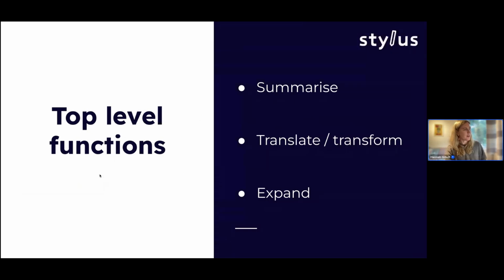So we're going to go into a little more of the technical side now. So top level functions for this kind of technology. It's around summarizing, translating and transforming or expanding. Essentially, those are the only three things that are going on when you're using an LLM. So it is either summarizing something that's much more complex, telling you the key points of an essay it's read, or telling you the most important element of a research project, say. It's turning one thing into another, or it's taking something small and then expanding on it.